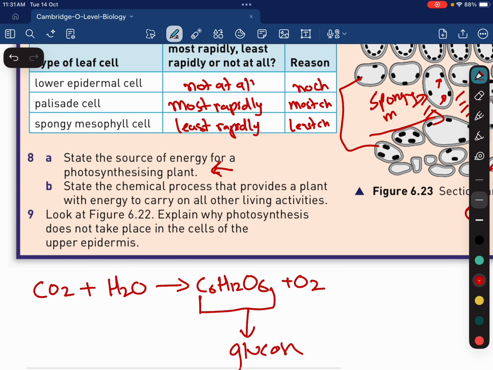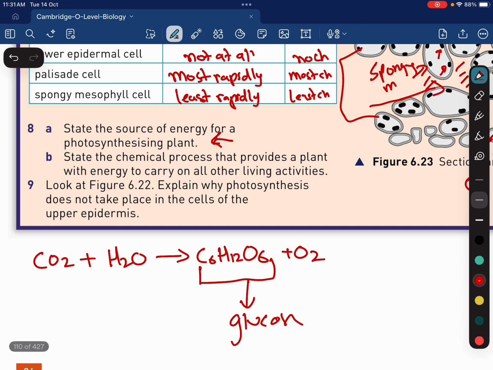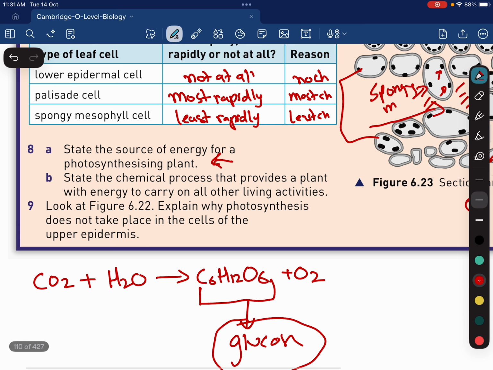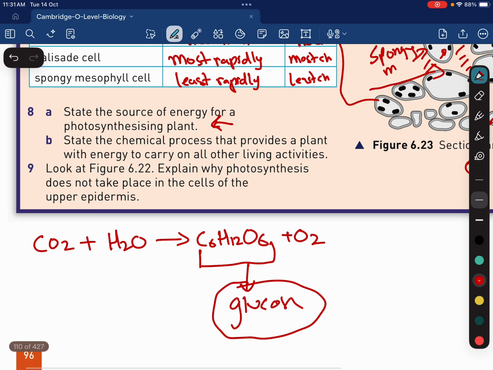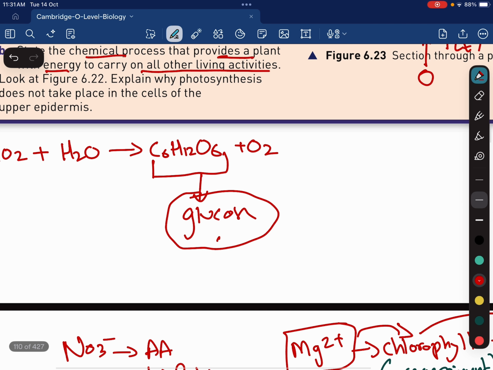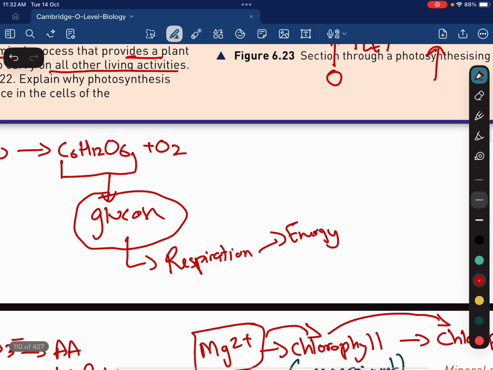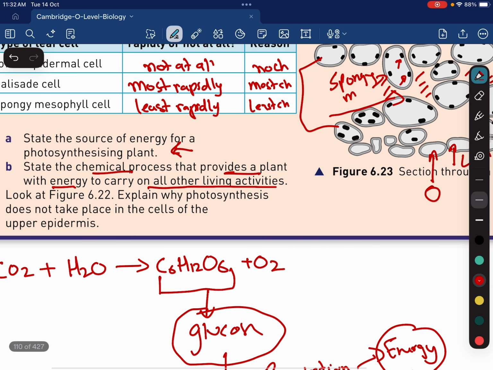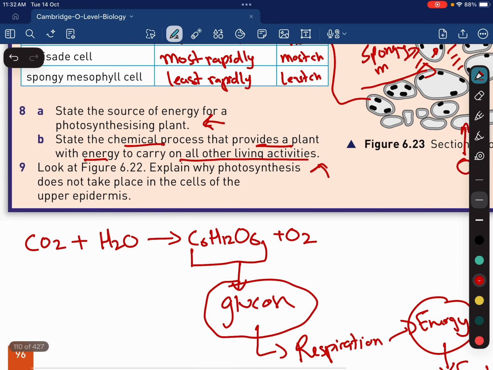They have asked to state the source of energy for a photosynthesizing plant. That source of energy is glucose via the process of photosynthesis. Next: state the chemical process that provides a plant with energy to carry on all the other living activities. Later, this glucose goes through the process of respiration, which gives us energy. This energy is used for all the functions of the plant, all the living activities. So the chemical process here is respiration.